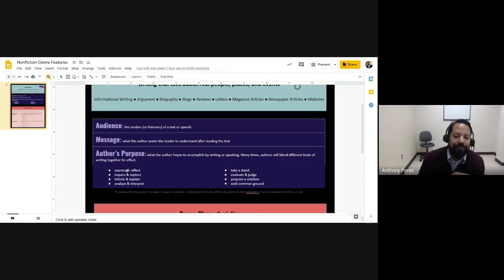So if you think about express and reflect, the writer might be thinking about something in their life, or it might be a really complicated issue going on, and they don't necessarily have all the answers. Same with inquire and explore, but they're doing some writing to get through some of those or try to get to some of those answers.